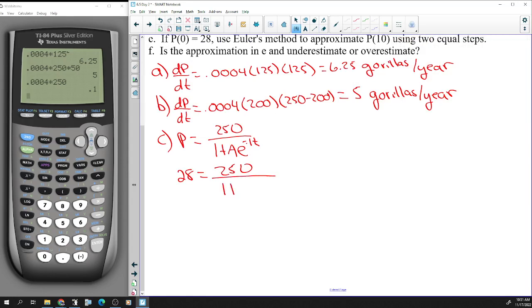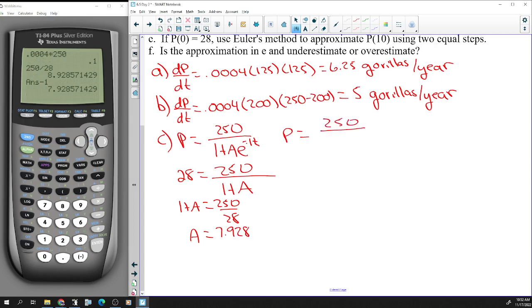28 equals 250 over 1 plus A. e to the 0 is 1, so times 1. So these two trade places. So A is equal to 250 divided by 28, and then minus 1 from that: 7.928. So P is equal to 250 over 1 plus 7.928 e to the negative 0.1t.